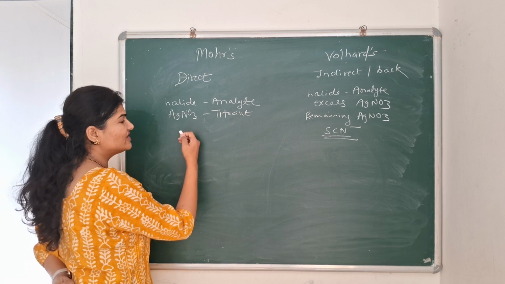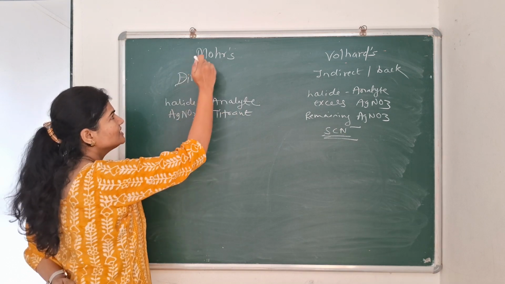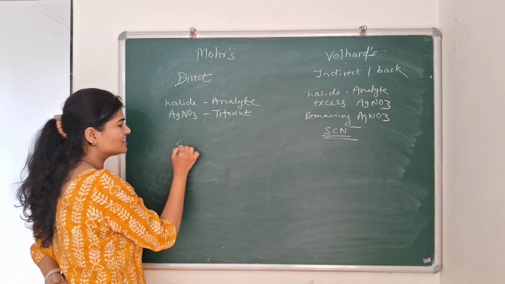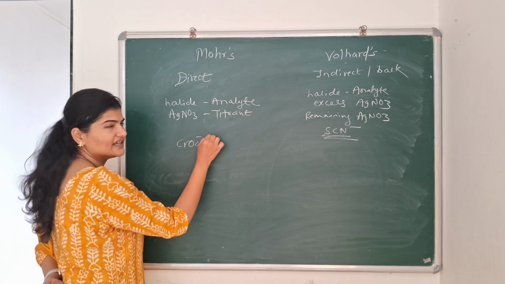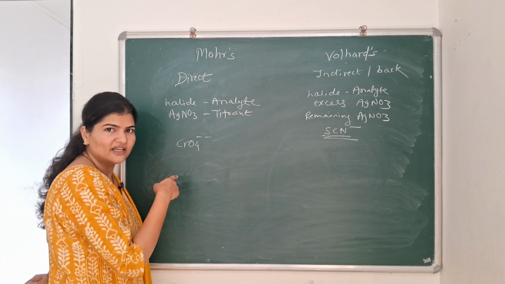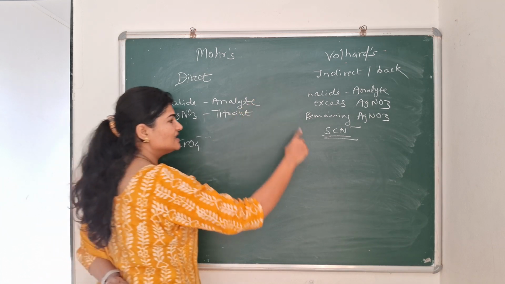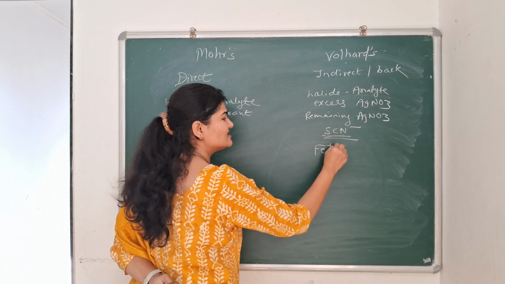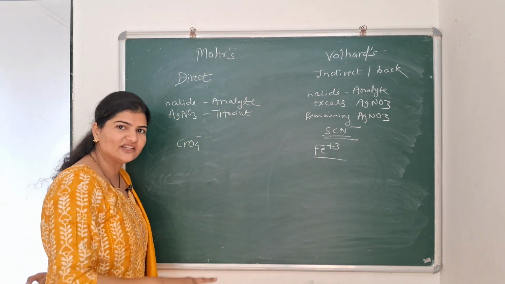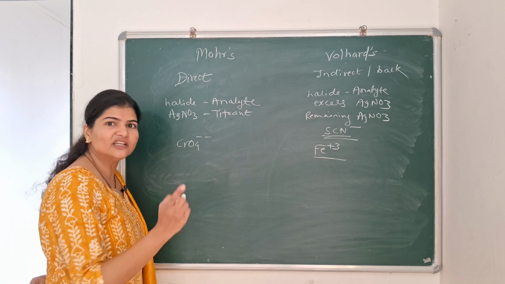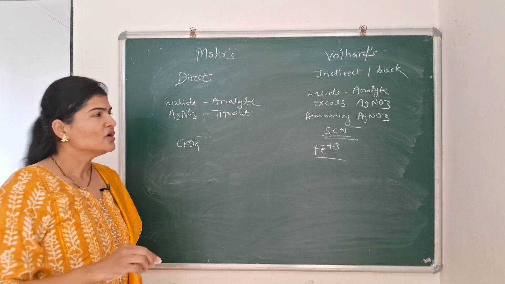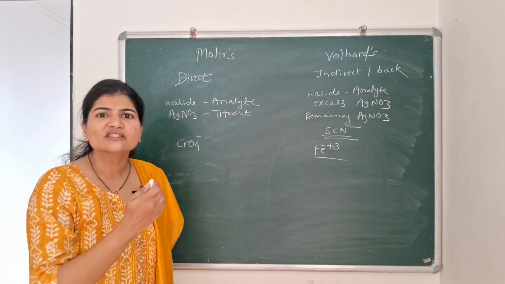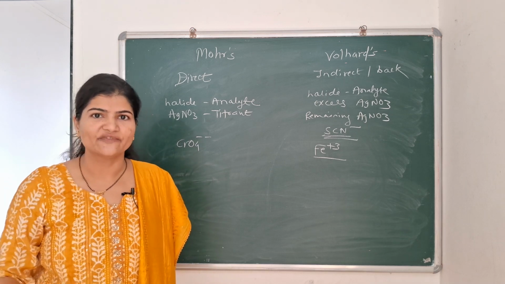The next point of difference is our indicator. In case of Mohr's method, we are using chromate ions as our indicator, so potassium chromate is used as an indicator. In case of Volhard's method, ferric ions are used as an indicator, so ferric nitrate or ferric ammonium sulfate is used. So these are the first 3 very obvious points of difference.